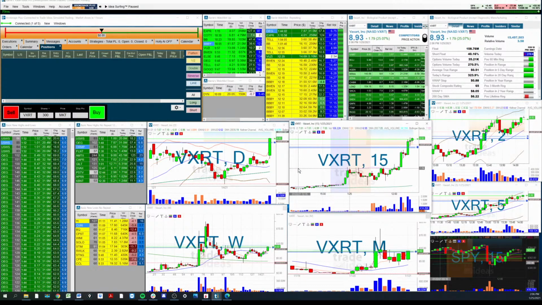Keep an eye on VXRT. Look, if it takes out 9, it still has a shot to get up to this 952. If it takes that out, there's your fantasy void way up here. Not going to happen today, but this will probably be on my watch list for tomorrow. And that's the VXRT.